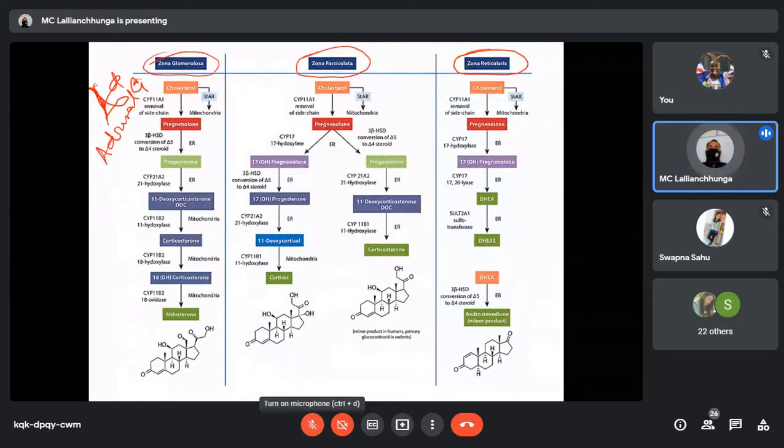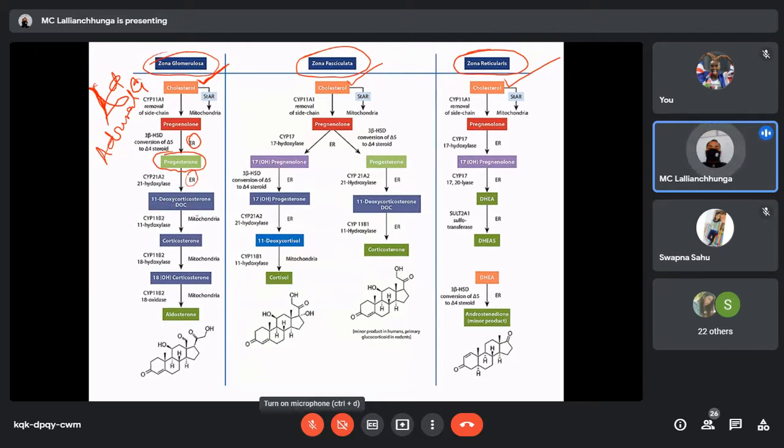You see here the precursor, the initial stage of the production of steroid hormone, starts with cholesterol. Cholesterol will be converted into pregnenolone, for example inside the mitochondria. Then pregnenolone, in the endoplasmic reticulum, will be converted into progesterone. Progesterone inside the endoplasmic reticulum will become 11-deoxycorticosterone.